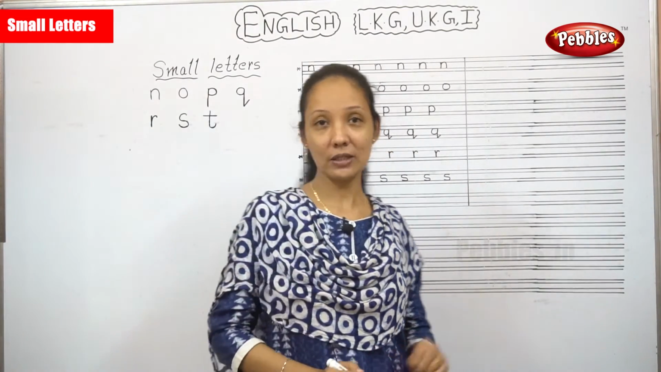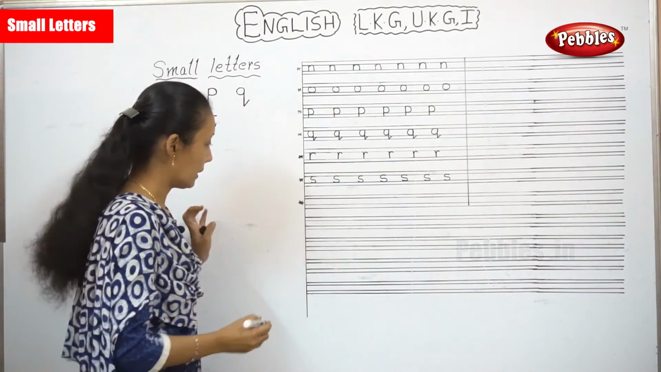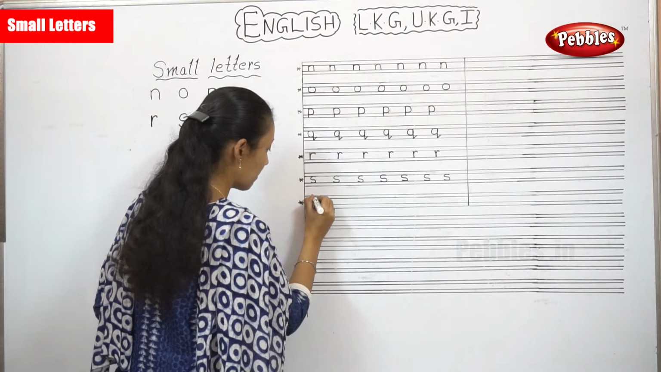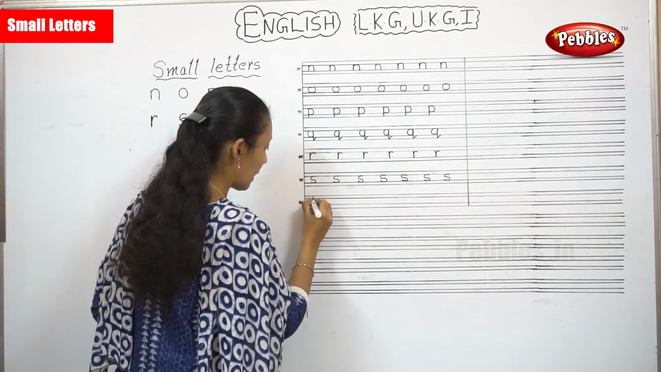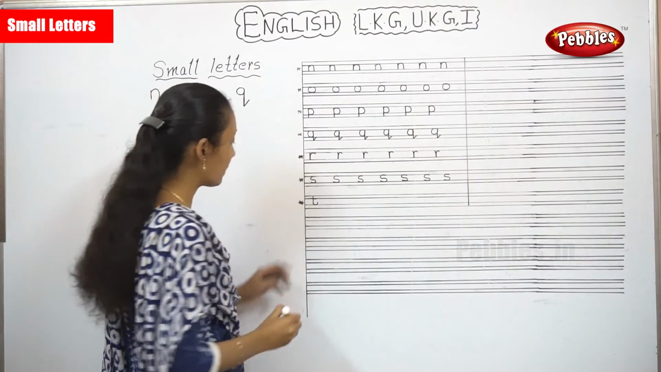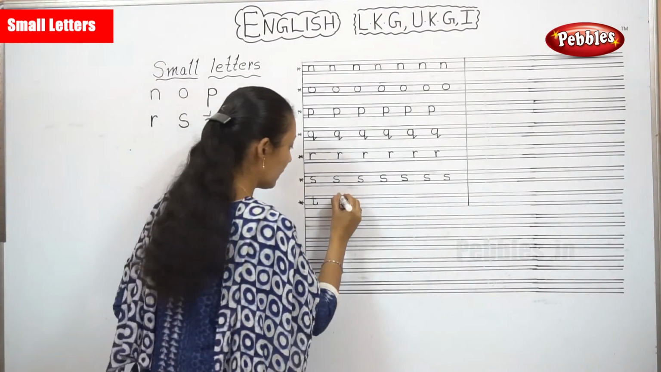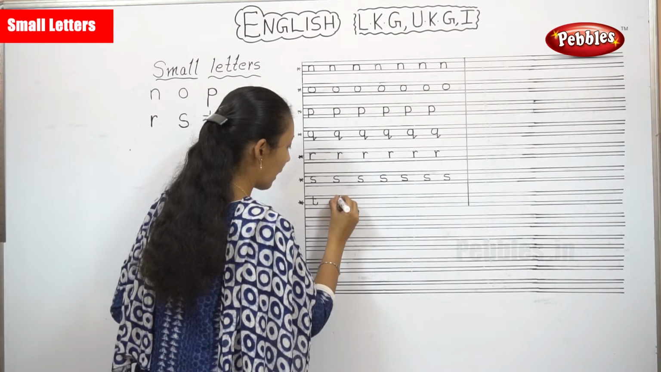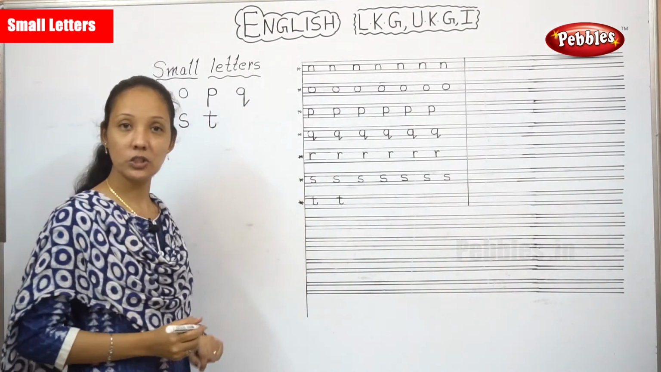Now shall we see how to write T, children, on your 4 lines? How are you supposed to write T? Now for T, you will touch the first line, come down to the third line, a small curve and a sleeping line. On the second line, a sleeping line, small letter T. Again touch the first line, come down, a curve and a sleeping line, small letter T.